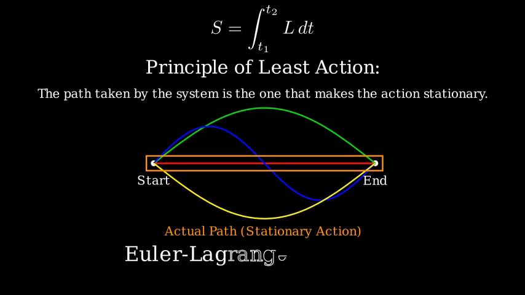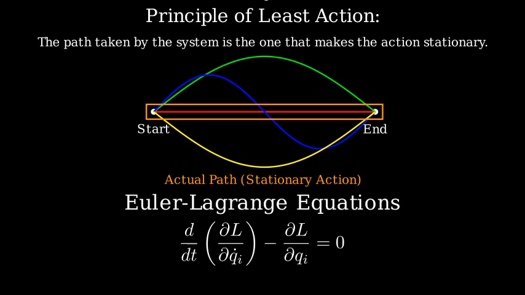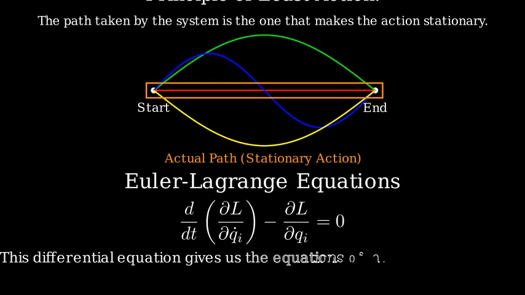To find the equations of motion in Lagrangian mechanics, we use the Euler-Lagrange equations. For each generalized coordinate q sub i, the equation is as follows. The derivative with respect to time of the partial derivative of L with respect to q dot sub i, minus the partial derivative of L with respect to q sub i, equals 0. This might look intimidating, but it's essentially telling us how the system evolves over time. It's a second-order differential equation that gives us the equations of motion.